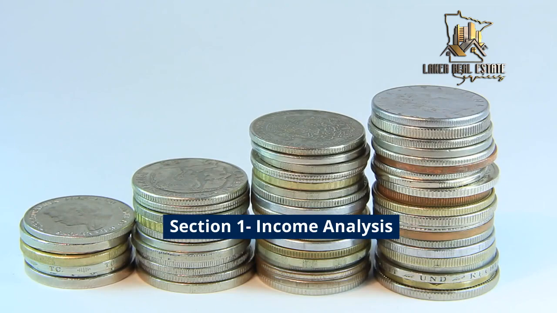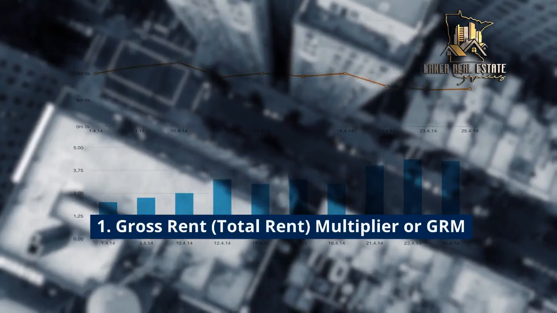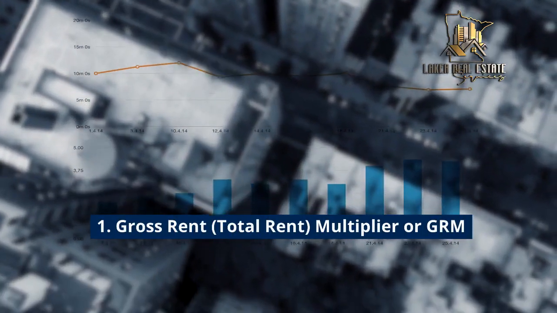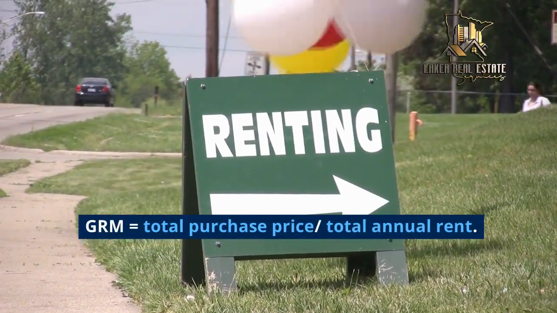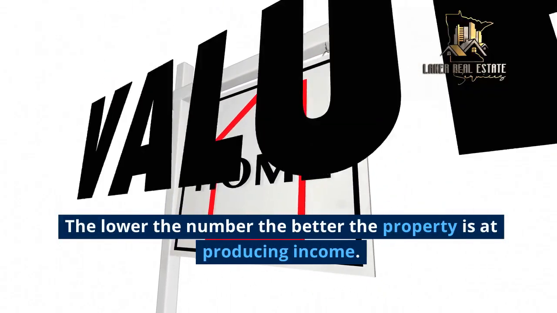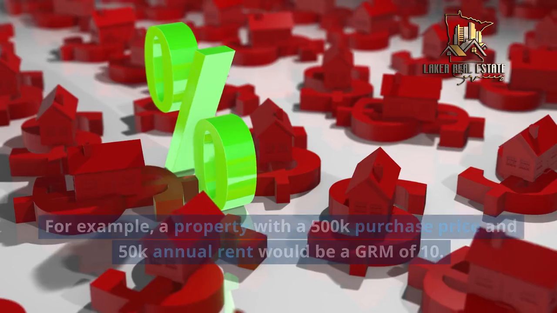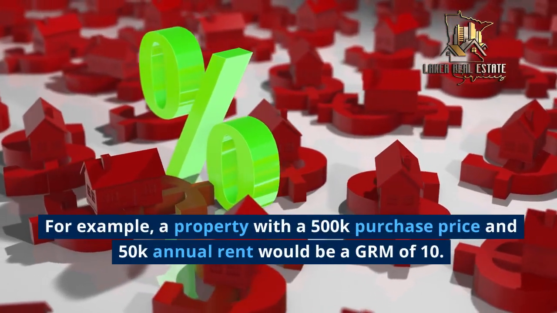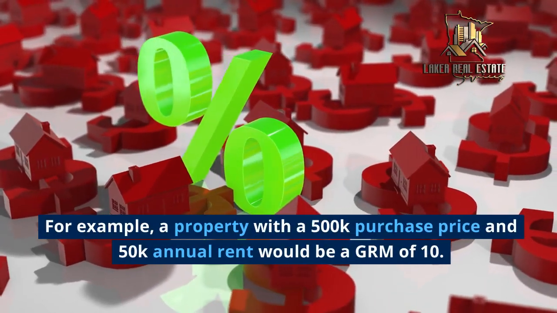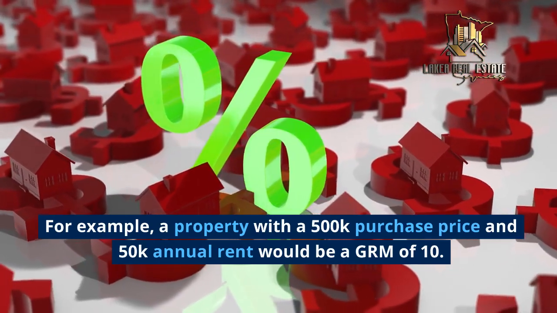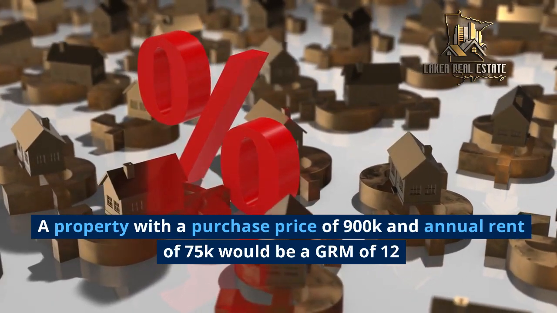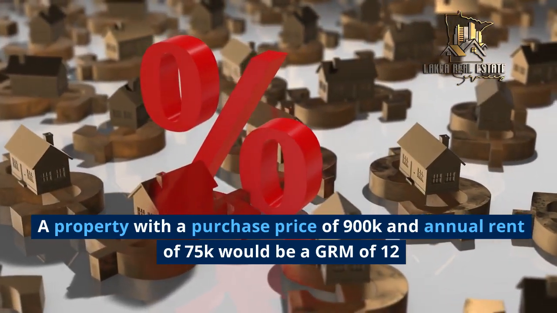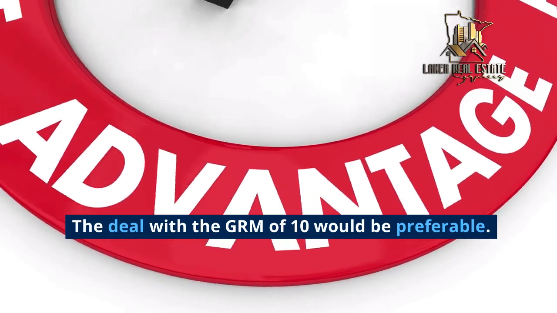Section 1. Income analysis. 1. Gross rent multiplier, or GRM. GRM equals total purchase price divided by total annual rent. The lower the number, the better the property is at producing income. For example, a property with a $500K purchase price and $50K annual rent would be a GRM of 10. A property with a purchase price of $900K and annual rent of $75K would be a GRM of 12. The deal with the GRM of 10 would be preferable.